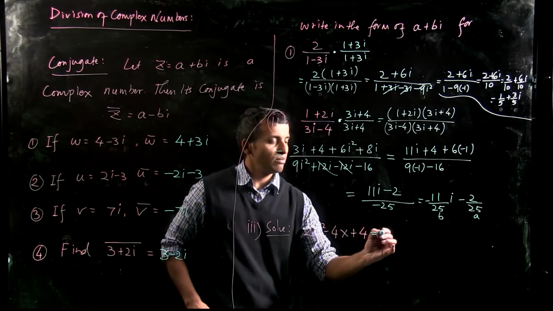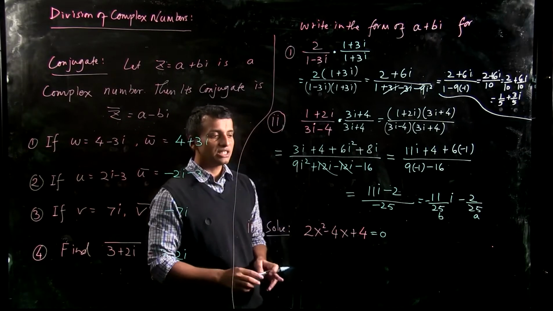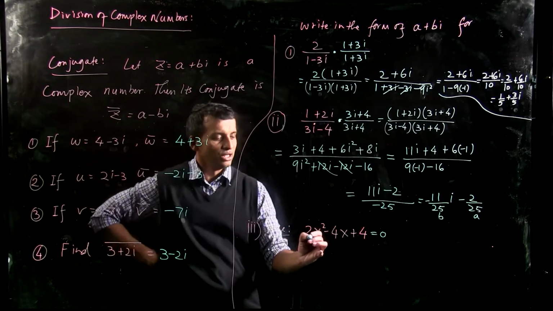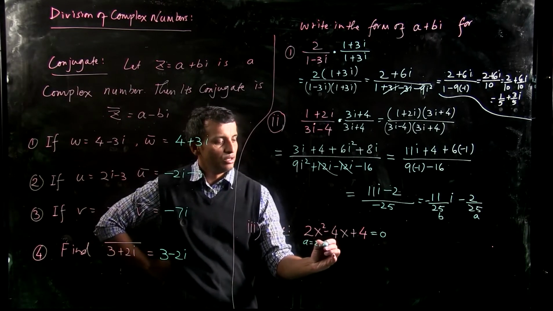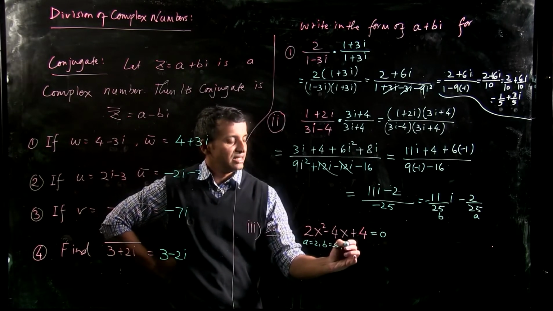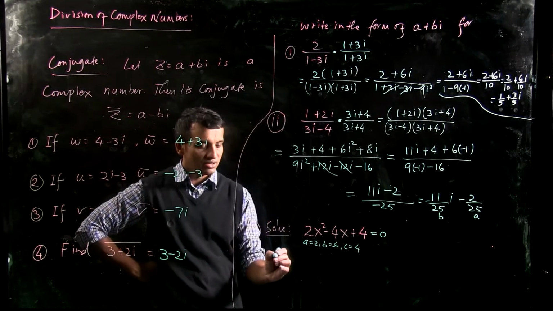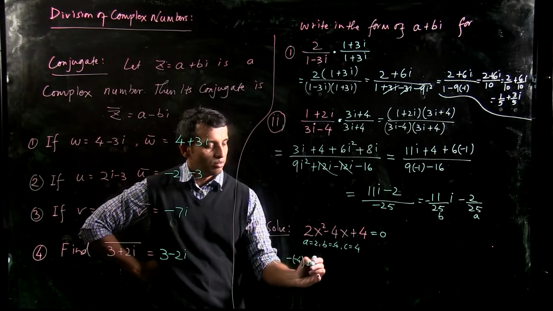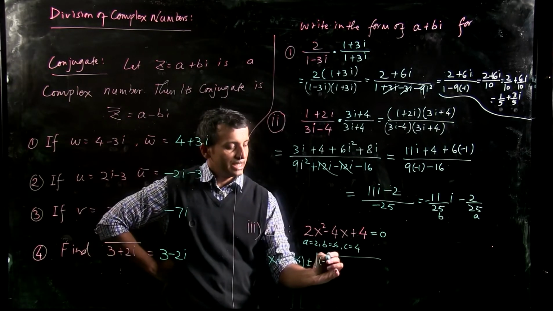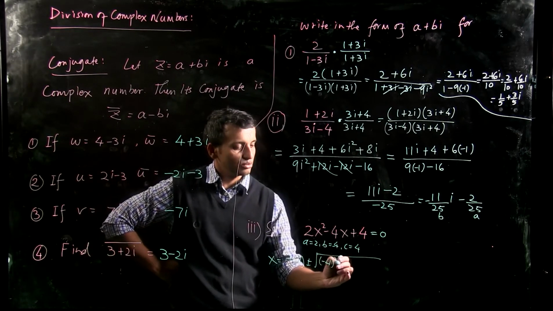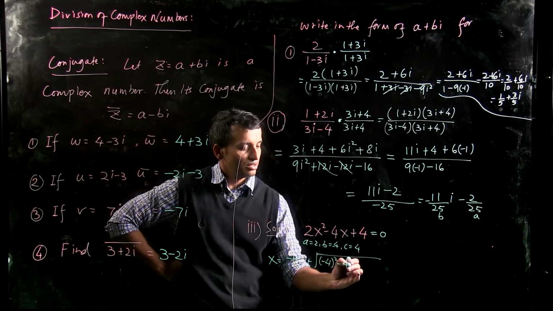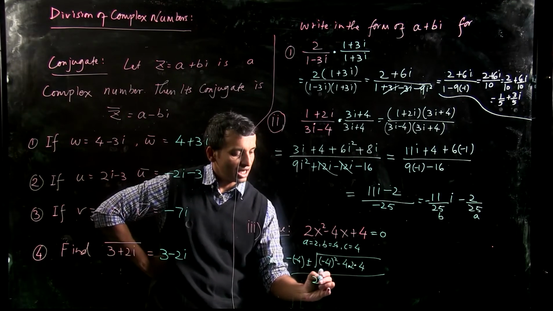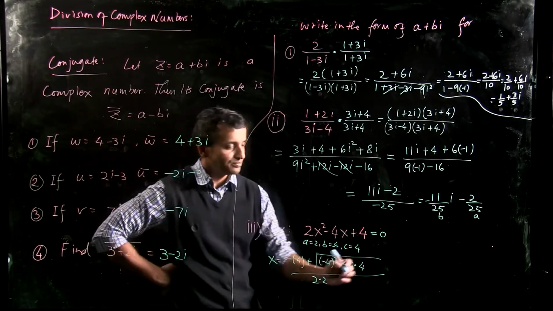So how do I solve 2x squared minus 4x plus 4 equals 0 using the quadratic formula? So what is A? A is 2, B is negative 4, and C is 4. So let me use the quadratic formula. x equals negative b, negative 4, plus minus square root of b squared, negative 4 squared, minus 4 times a, which is 2, times c, which is 4, divided by 2 times 2, that is 2a, right?